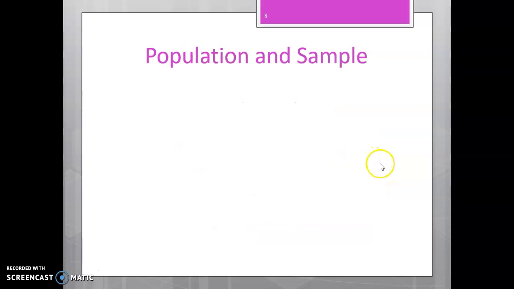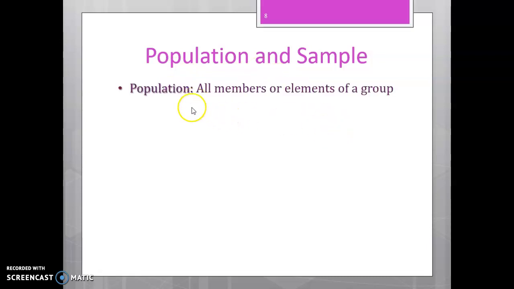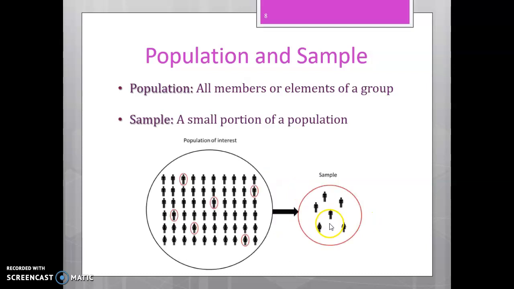Now, when we're going to talk about collecting data, we really must understand what a population is and what the samples are. The population is basically all the members or elements of a group, the whole population that is the topic of your sampling. A sample, though, is a small portion of that population. Take a look here. We have this whole population of interest, and then our sample are these people randomly picked out of that population, assuming that they all have similar attributes that we want to collect around.